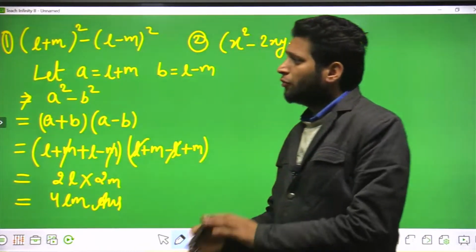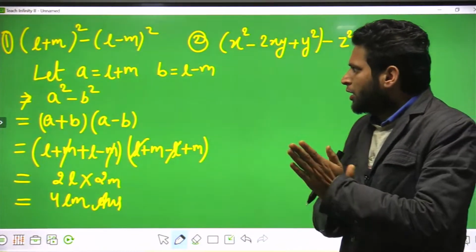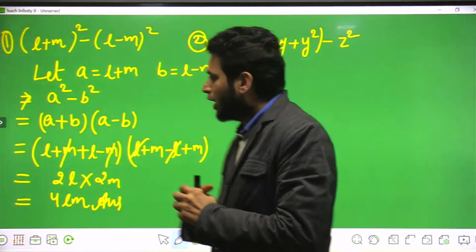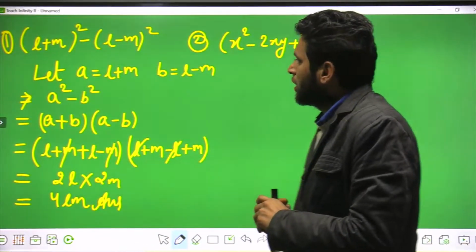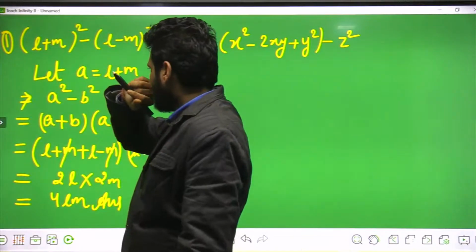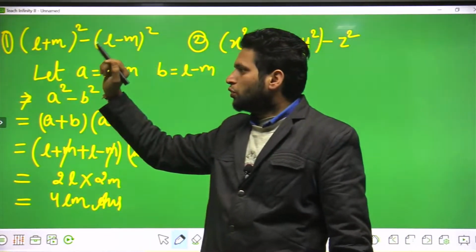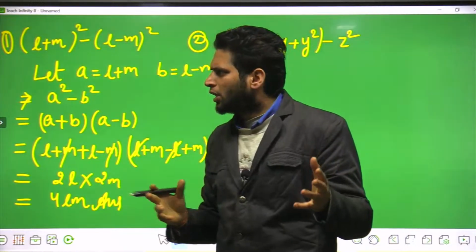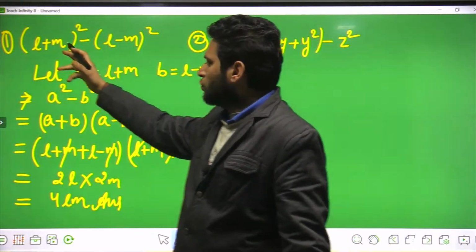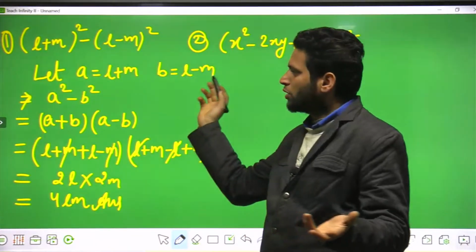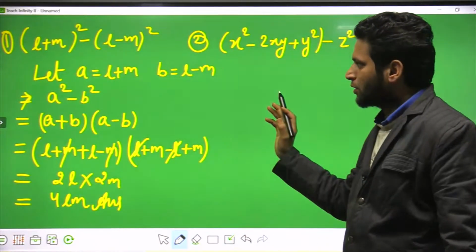Okay. First, what we have done is we checked which identity we can apply. Then you can see there is (L plus M) whole square. So we just assume that A is equal to L plus M, and we can write B is equal to L minus M.